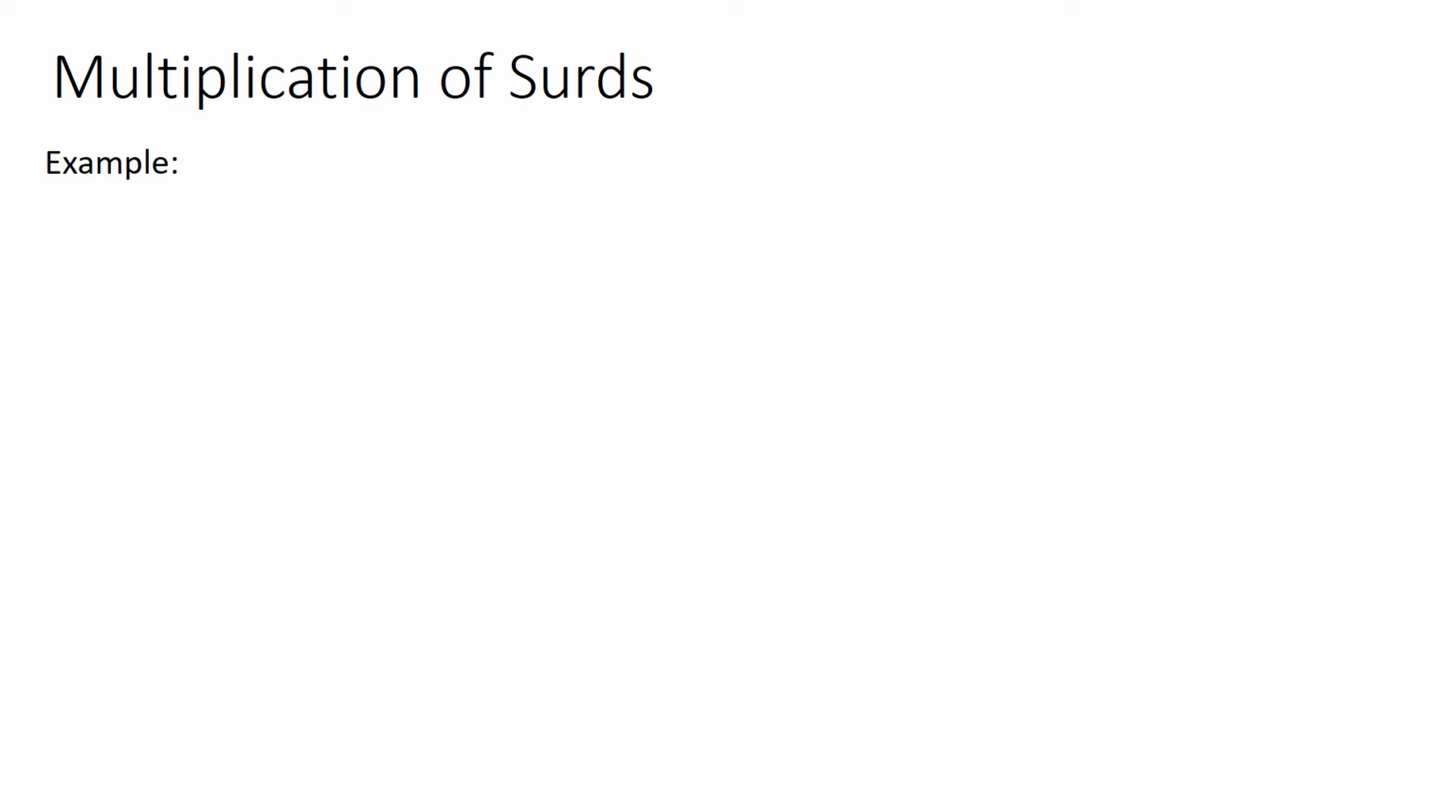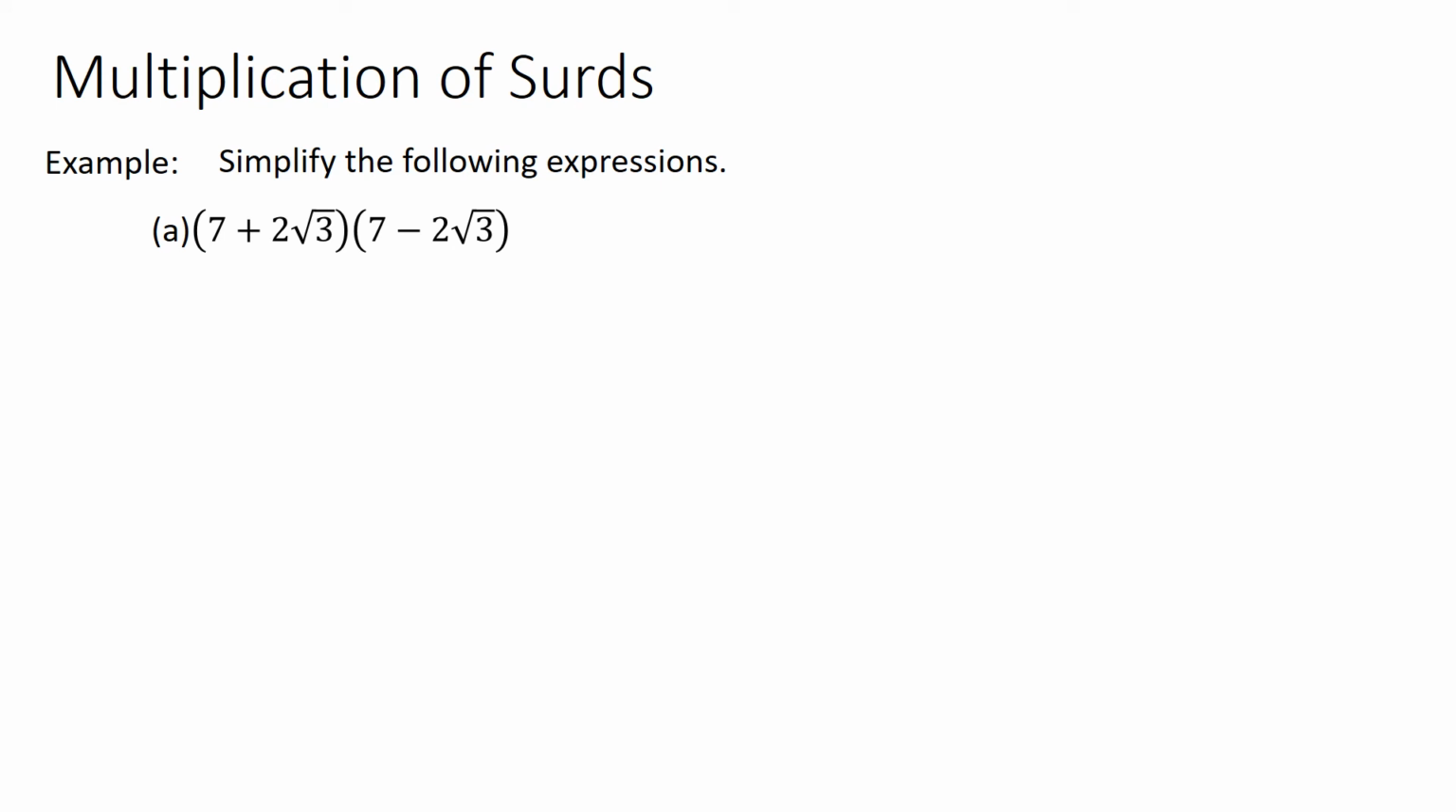Here is more example of multiplication of surds. Simplify the following expressions. A. Bracket 7 plus 2 surd 3, bracket 7 minus 2 surd 3. B. Bracket 7 surd 2 plus 5 surd 3, squared.